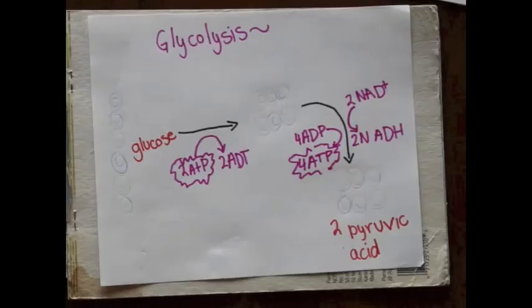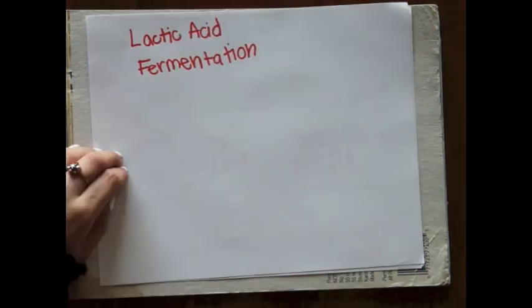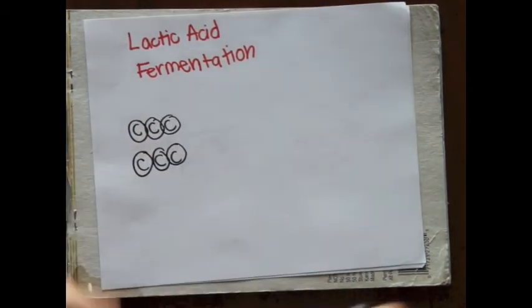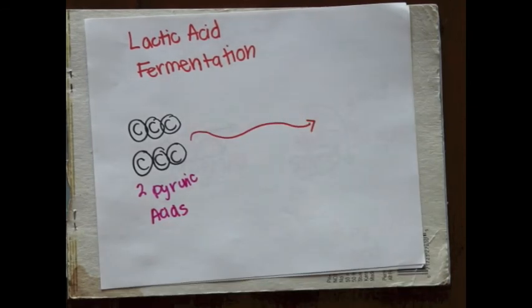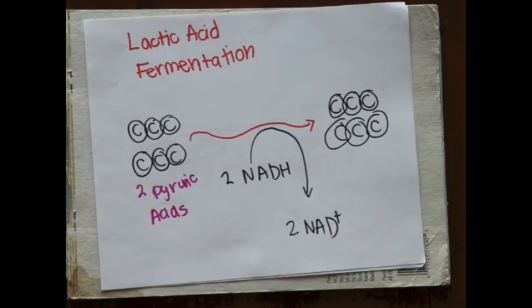Another way cell respiration can go is through lactic acid fermentation. This is where 6-carbon 2 pyruvic acids take 2 NADH and turn them into 2 NAD plus, creating a 6-carbon 2 lactic acids.